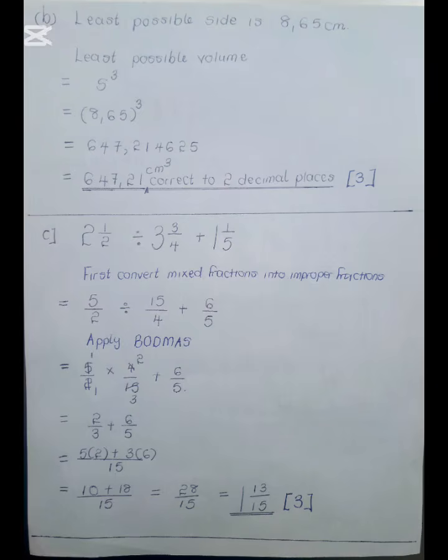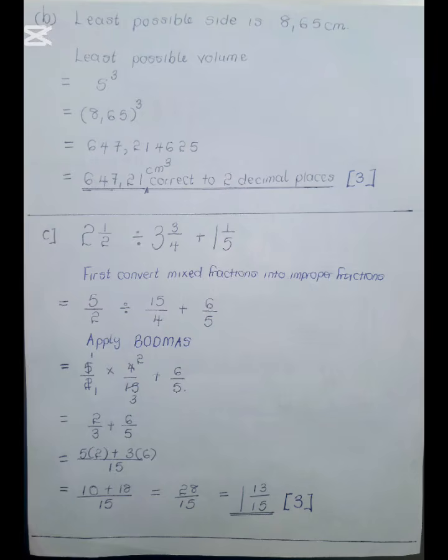We change the division sign into a multiplication sign, and then we invert, so that 15 over 4 is going to be 4 over 15. And then 5 over 2 times 4 over 15, we get 2 thirds plus 6 over 5. We look for the lowest common multiple of the denominators. It is 15. 3 into 15, 5. 5 times 2, 10. 5 into 15, 3. 3 times 6, 18. 10 plus 18, it is 28 over 15.